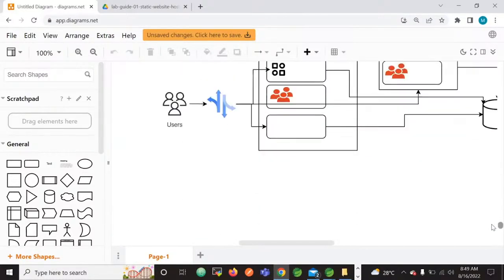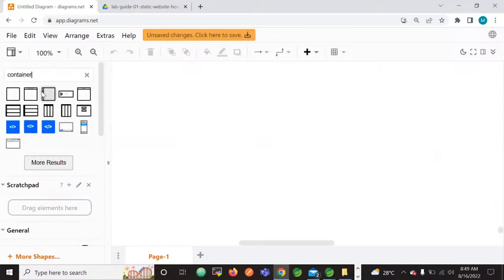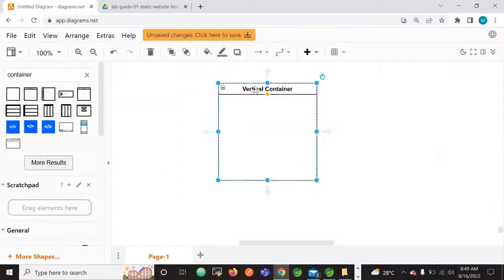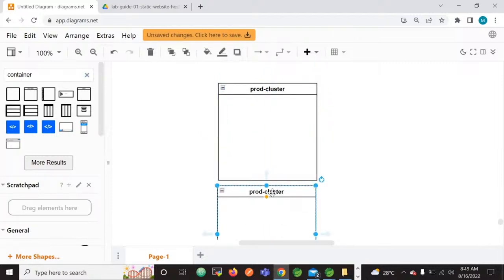Okay, assume now this is one of my clusters. This is my production cluster, prod cluster. Always when we set up the prod cluster, we also have to set up the DR, disaster recovery. Assume this prod cluster I deployed in the Mumbai region.